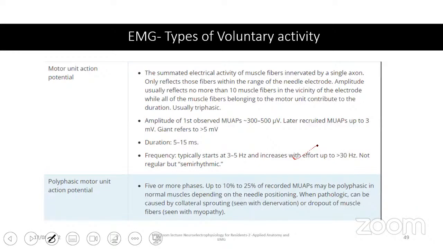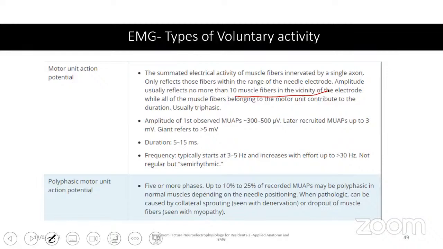The motor unit action potential is the summated electrical activity of muscle fibers innervated by a single axon. I showed you the motor axon. It only reflects those fibers within the range of the needle electrode. The amplitude usually reflects no more than 10 muscle fibers in the vicinity of the electrode, while all of the muscle fibers belonging to the motor unit contribute to the duration. And usually it is triphasic.